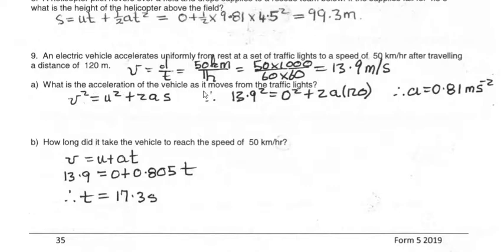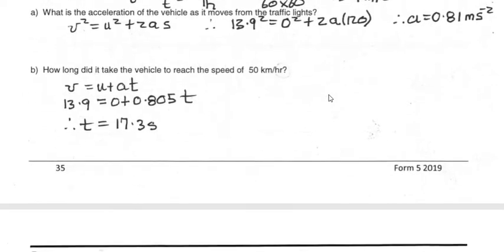What is the acceleration of the vehicle as it moves from the traffic lights? v squared equals u squared plus 2as. Therefore, 13.9 squared equals 0 squared plus 2a times 120. Therefore, a equals 0.81 meters per second squared. So if you want to give your answer in meters per second squared and use these equations, you need to be consistent with your units. So not use 50 kilometers per hour, but use 13.9 meters per second. So you have to do that conversion first.